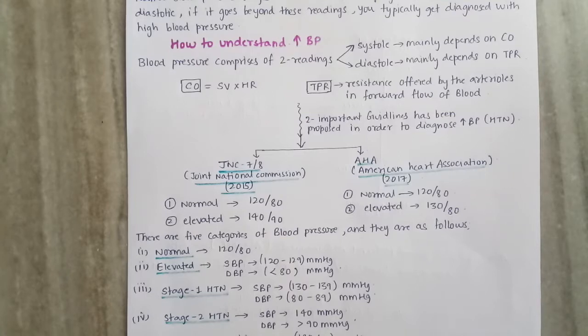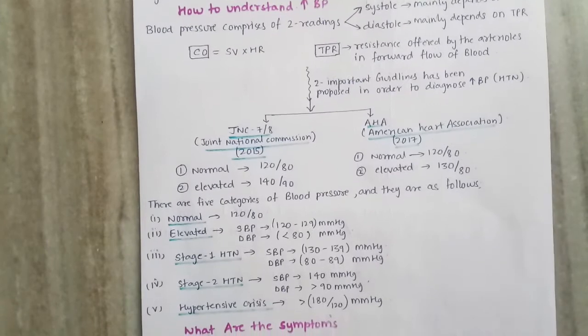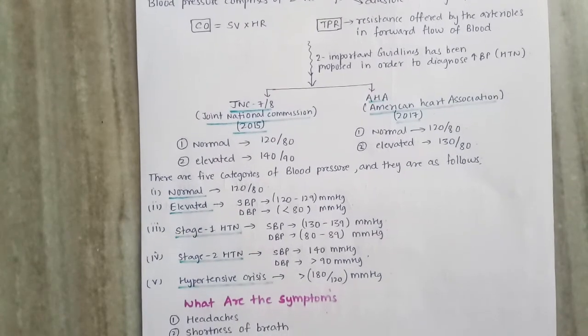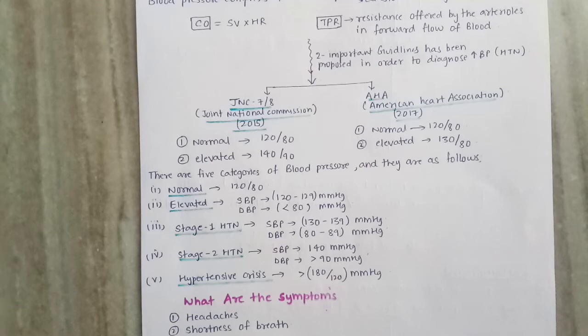So there are 5 categories of blood pressure. We know that normal is 120 by 80 mm of Hg, and elevated is when the systolic is in the range of 120 to 129 mm of Hg and the diastolic is less than or equal to 80 mm of Hg. And the patient is in stage 1 of hypertension if the systolic is in the range of 130 to 139 mm of Hg. These guidelines are according to the Joint National Committee, JNC 7 or 8.